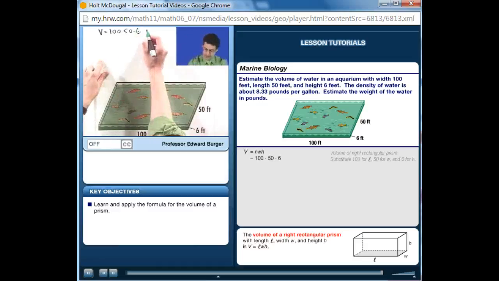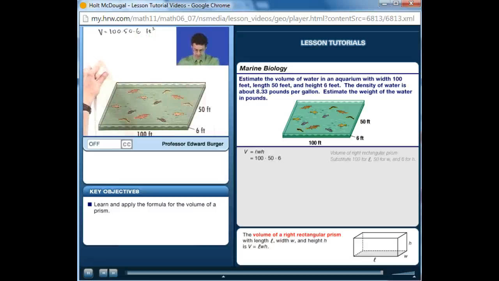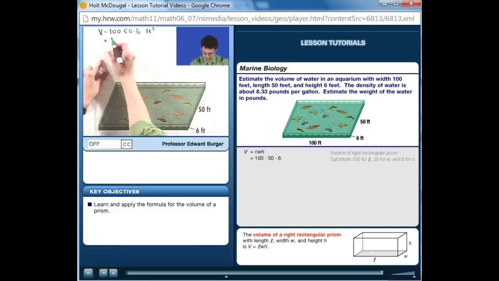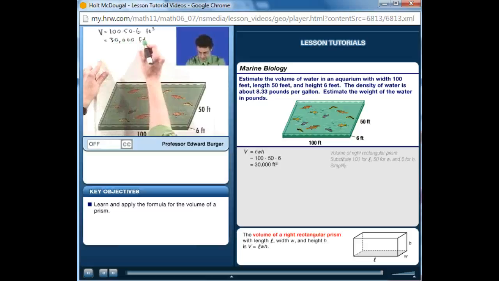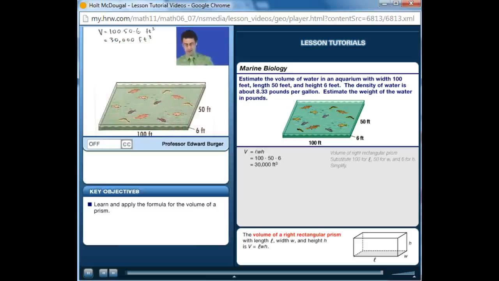Okay, and the units here are feet cubed. Now, you can actually multiply all that out, and you would see 30,000 feet cubed. Now, we want to convert that to gallons, so how do I do that? Well, I know that we have the conversion of 1 gallon is to 0.134 feet cubed.